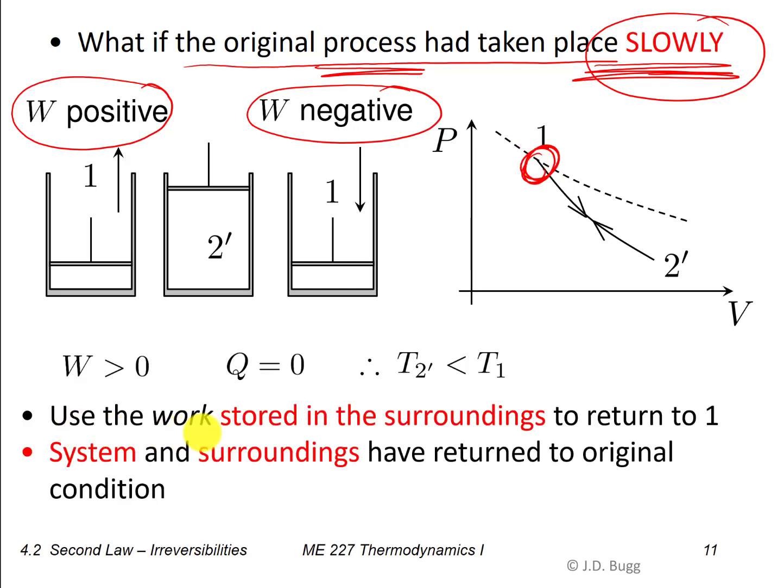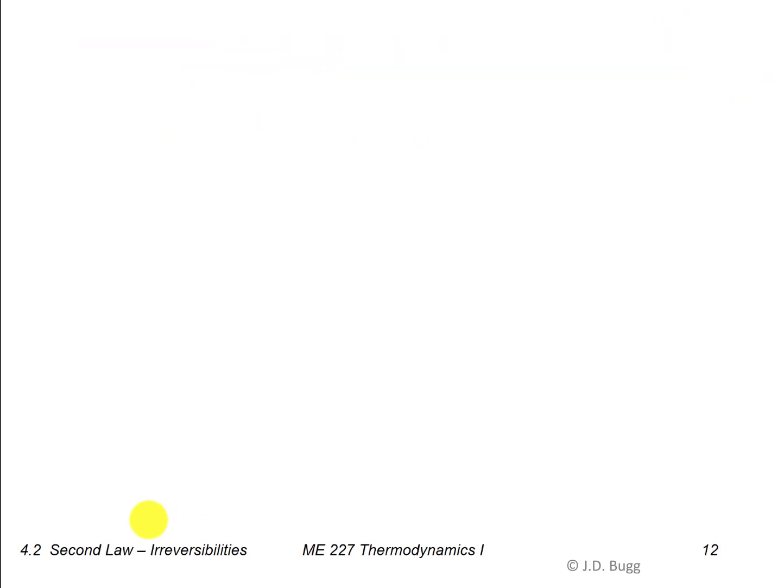So we use the work stored in the surroundings to return to 1. So that's the process I was talking about here. So the system and the surroundings have returned to their original condition. Therefore, this process was reversible.